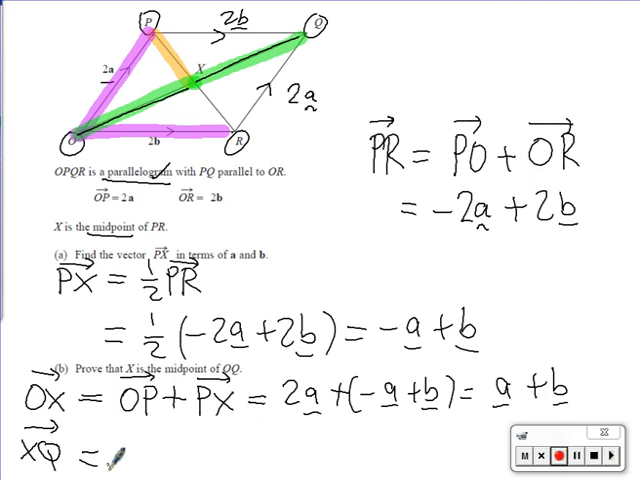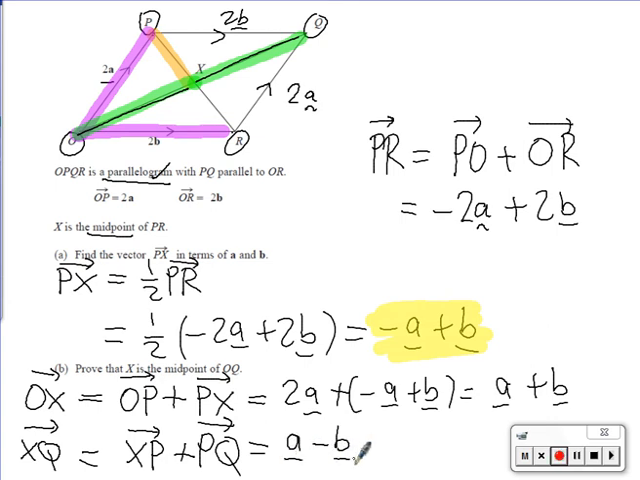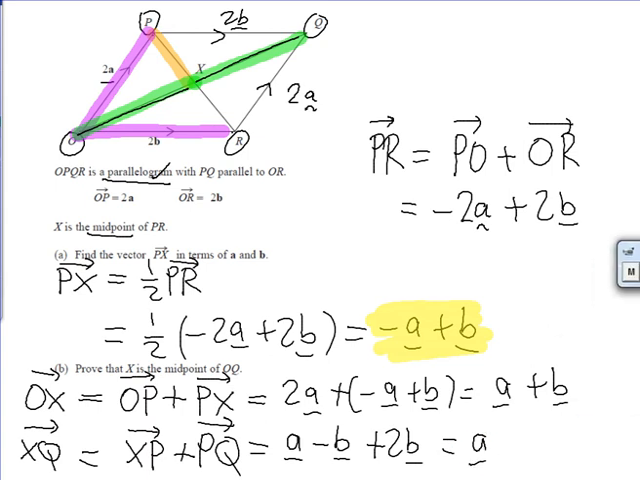XQ is, we're going to go from X to P, and then we're going to go from P to Q. X to P is P to X but backwards. So it's going to be the opposite of the bit we found in part a, which was, remember, this bit here, that P to X is minus a plus b. So X to P is going to be the opposite. It's going to be plus a minus b. And then the PQ bit is just plus 2b. Again, tidy it up. We've just got 1a, and we've got minus b plus 2b, which is plus b.